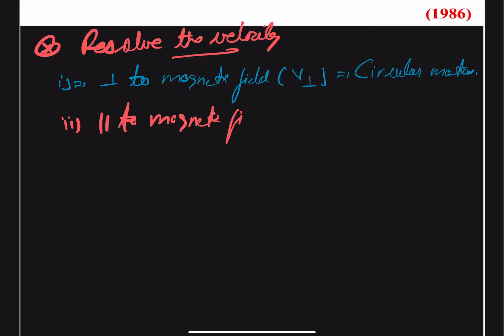Parallel to magnetic field. This causes the linear motion along the field. Linear motion along the field.